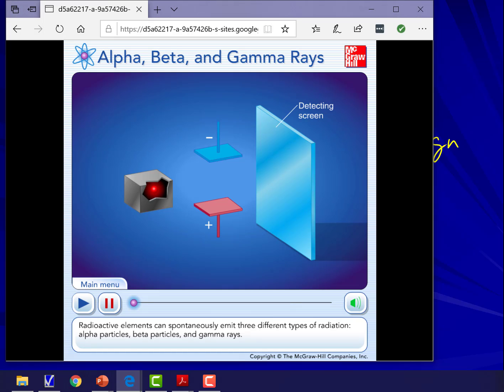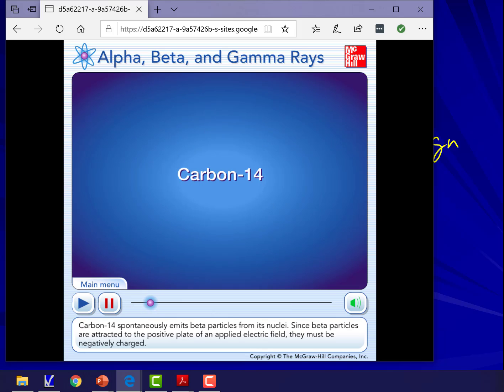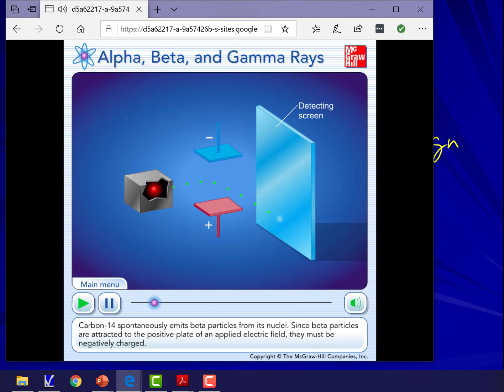Okay, so I've got a radioactive source, some generic one, and I'm going to shoot it past the negative on top, positive on the bottom, and see where it ends up. So carbon-14 is a beta emitter. And that's what happens with carbon-14. Why does it turn towards the positive charge? Why would a beta particle turn towards the positive charge? Because it's negatively charged. Opposites attract. Likes repel. It's being pushed by the negative above and being attracted by the positive below. So as it goes between those charges, it's going to turn.